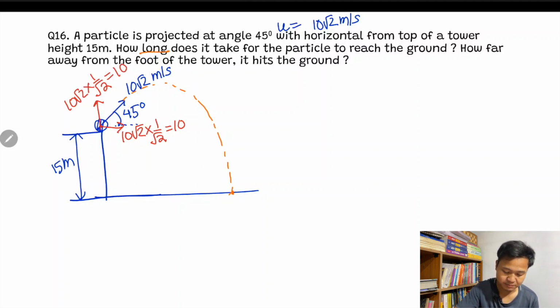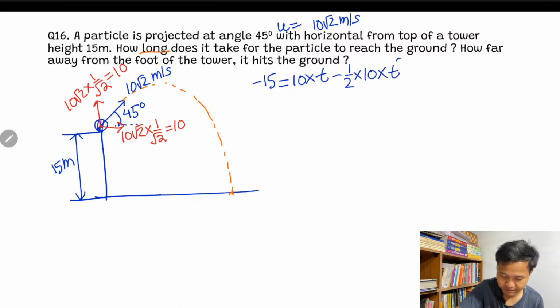Displacement is minus 15 m. So I go like this, come back down, and reach the ground. So this is your displacement. Minus 15 equals initial u_y, which is 10, into t, minus half into g into t square.